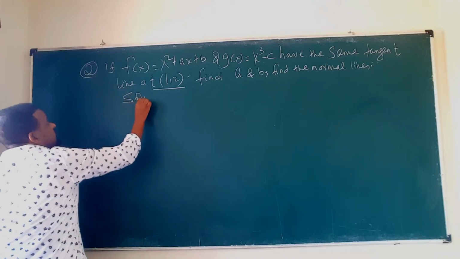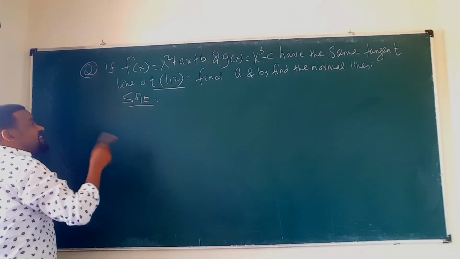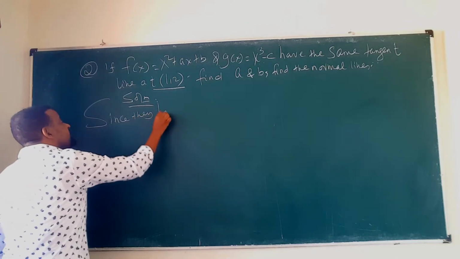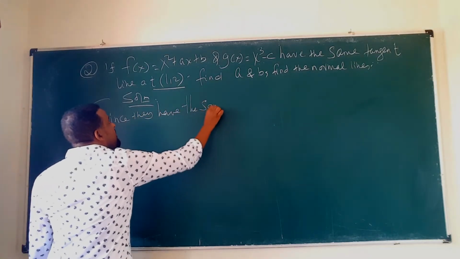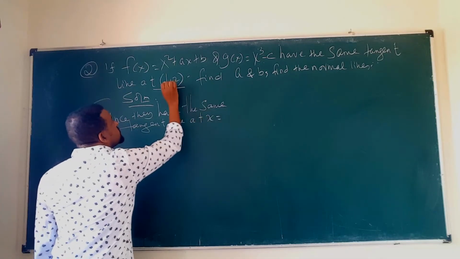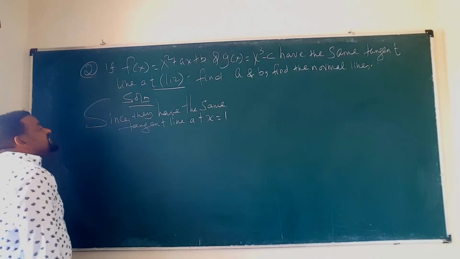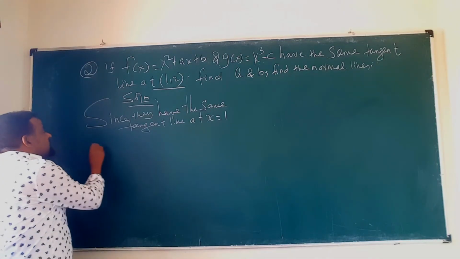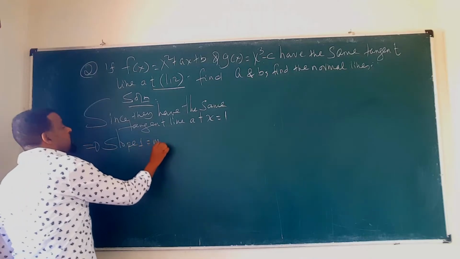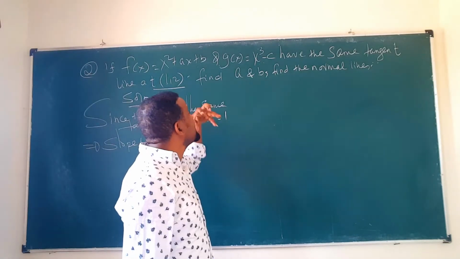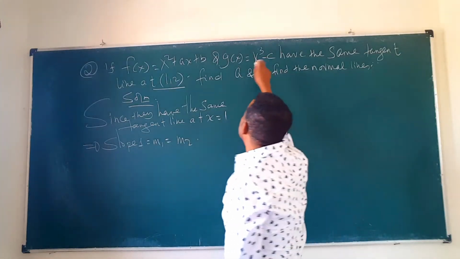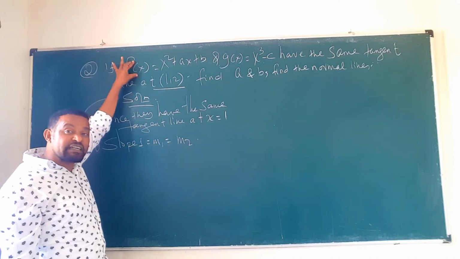So the solution is: since they have the same tangent line at x is equal to 1, this is the point of tangency, don't forget. Therefore the slopes are equal, that means m1 is equal to m2. m1 is the slope of the tangent line of the graph of the function f of x, and m2 is the slope of the tangent line of the graph of g of x, which is x cubed minus c. So the f of x graph tangent line now.